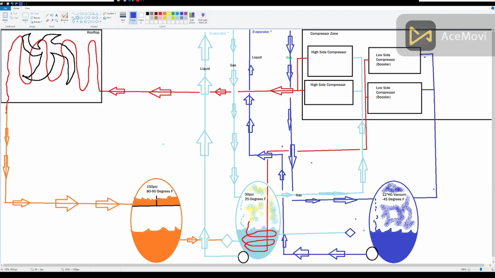Expansion device, from the high stage liquid to the low stage liquid. When this needs liquid, it will call for liquid from the high stage. So your liquid is just stepping down in stages in pressure and temperature, and your gas is stepping up in stages.